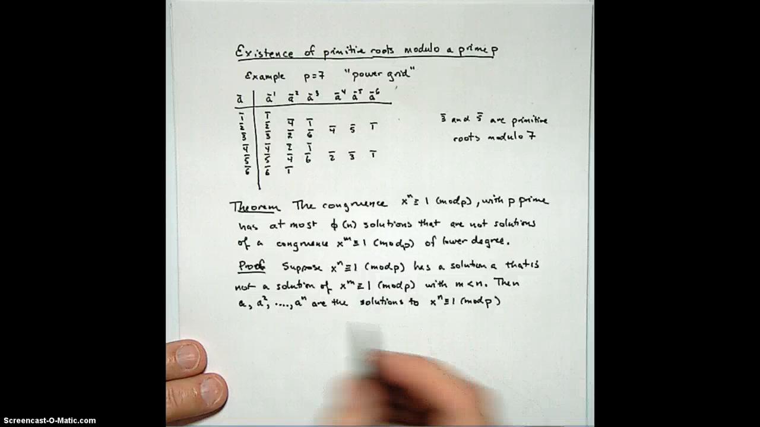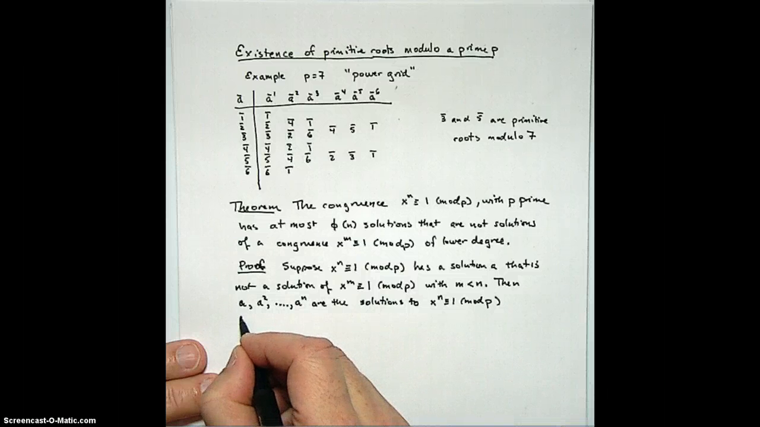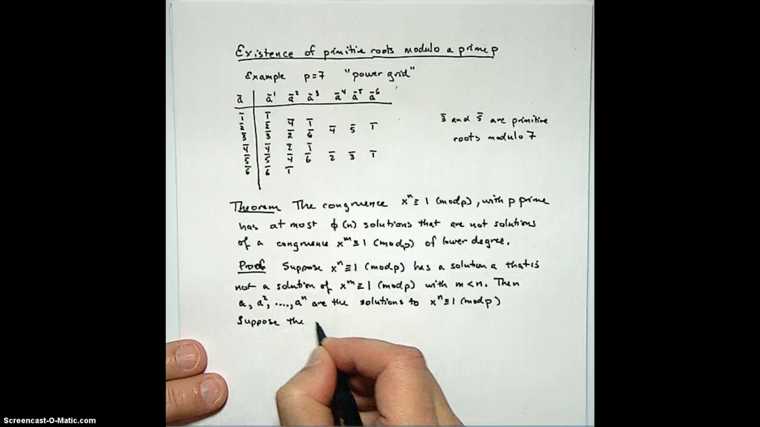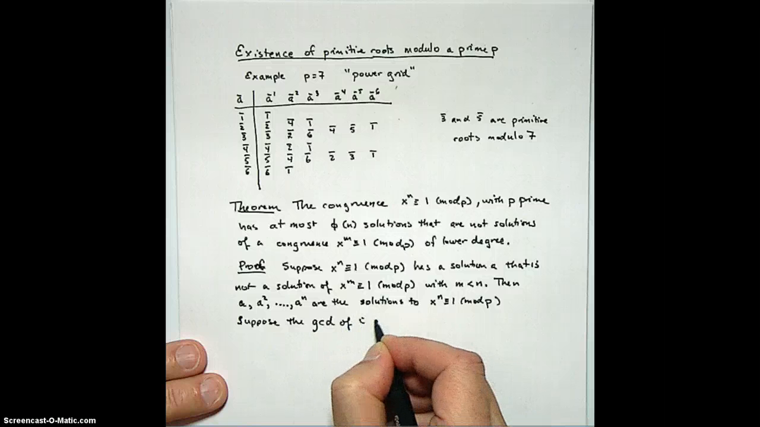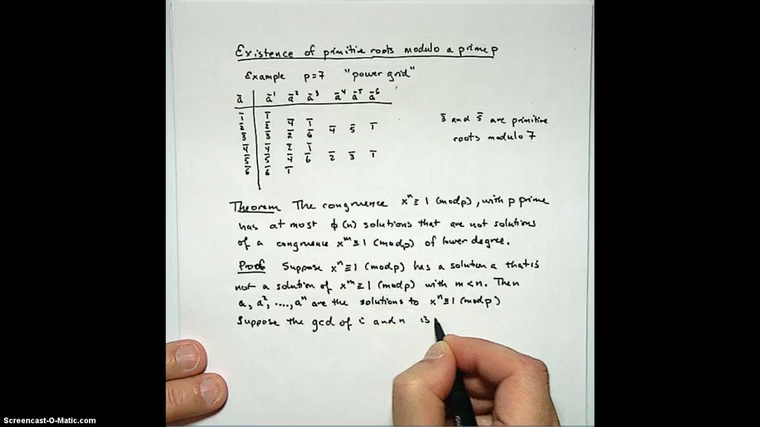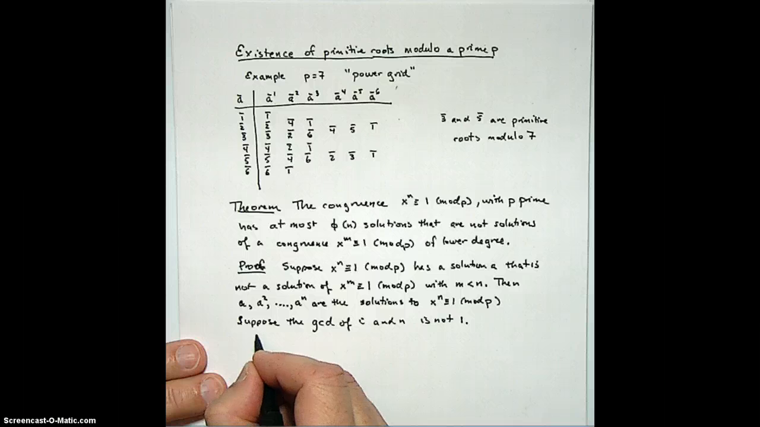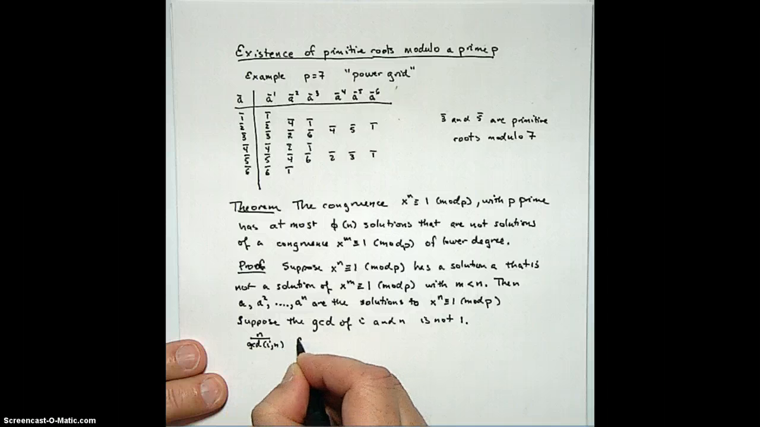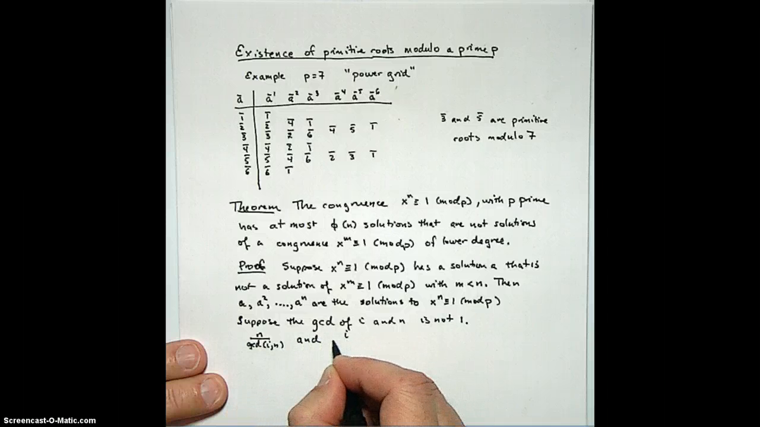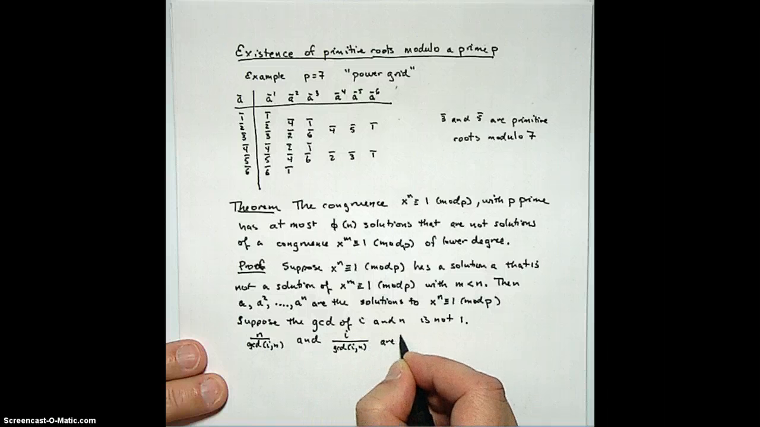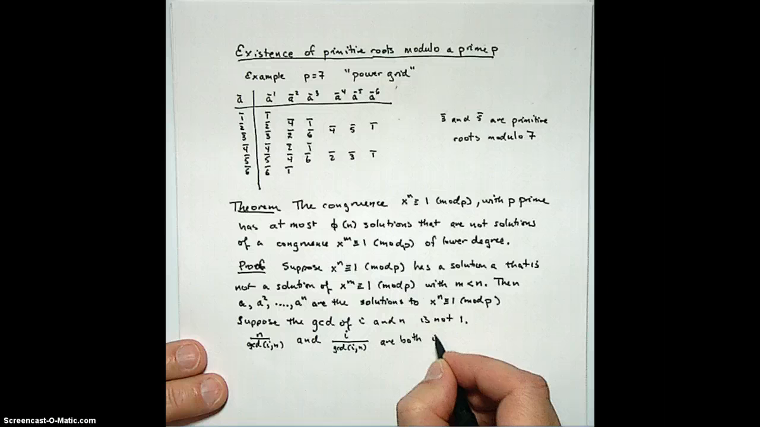Right. Now, okay, so suppose the GCD of i and n is not 1, right? Then the important thing to notice here before we go on is that n over the GCD of i and n and i over the GCD of i and n are both integers.